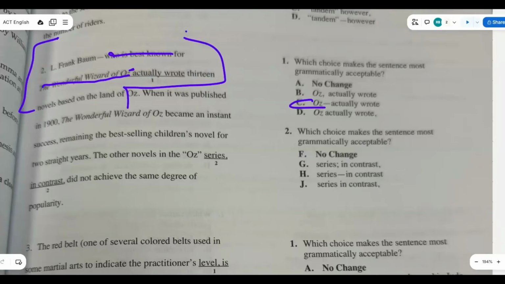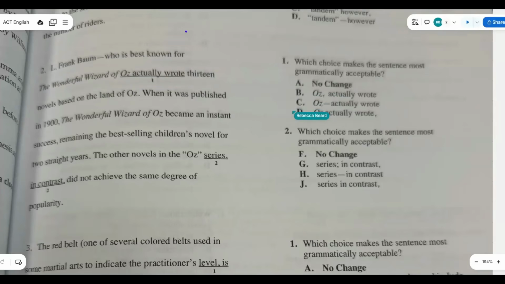But most of the time, we know we don't have a ton of time on the ACT English. If I am seeing two dashes and that's the answer, a lot of the time that's just going to be the answer, and I will just move on, to be honest.